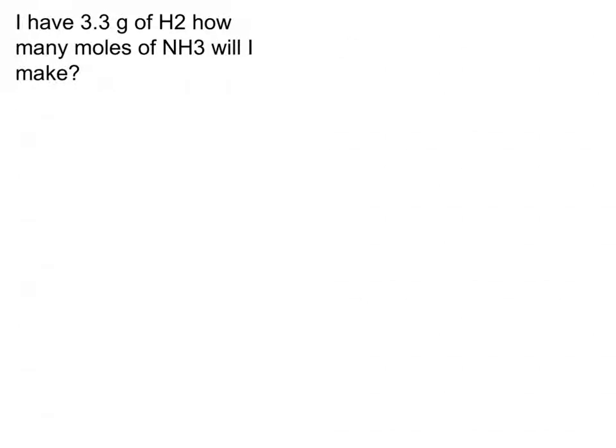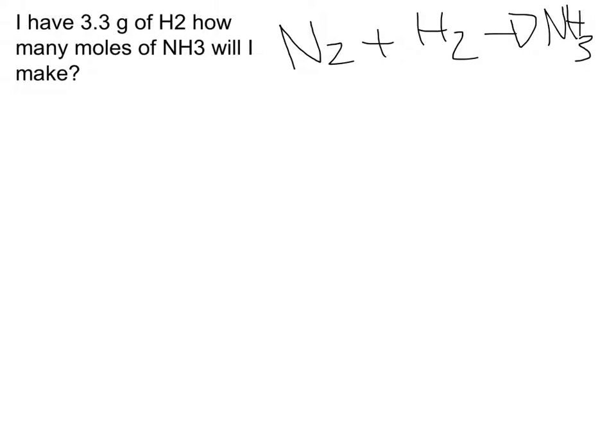Well, my equation, let's write it out again. I'll do it just up to the left-hand side. So again, I've got nitrogen reacting with hydrogen to give ammonia. Always need to balance that out. So that would be 2, 3, and 1.